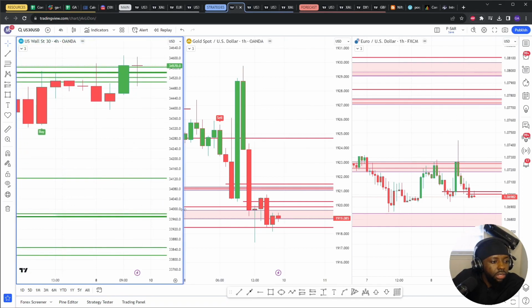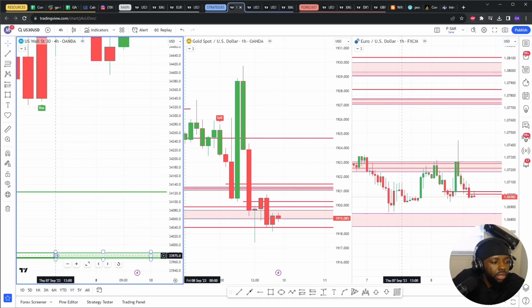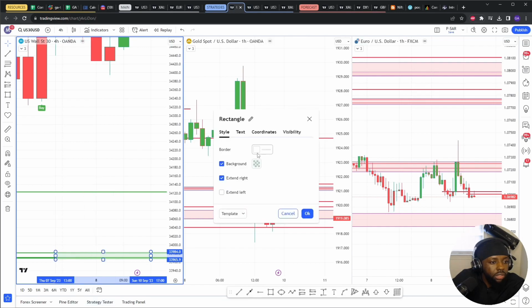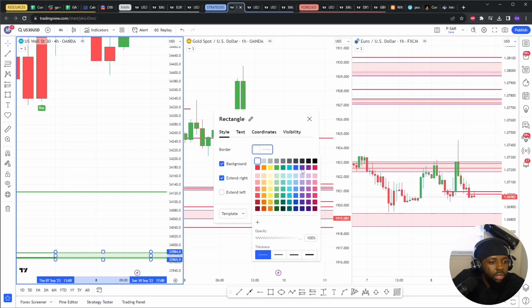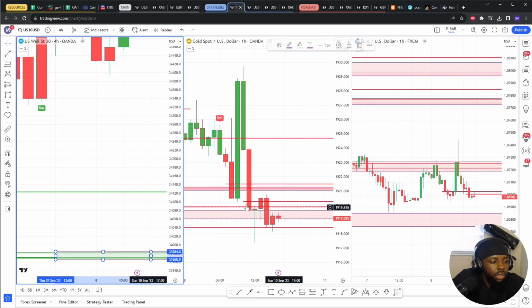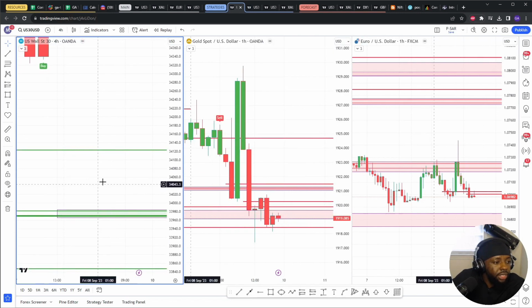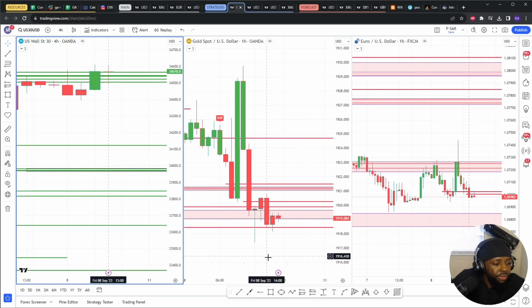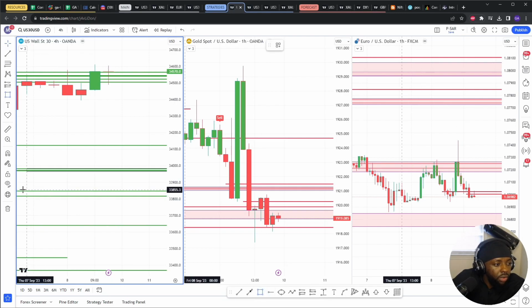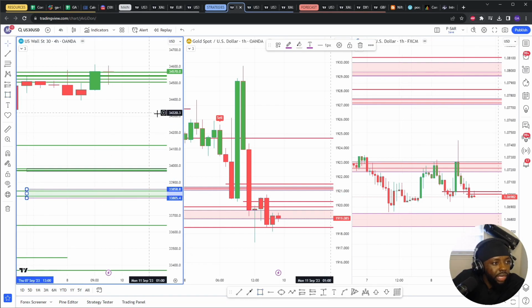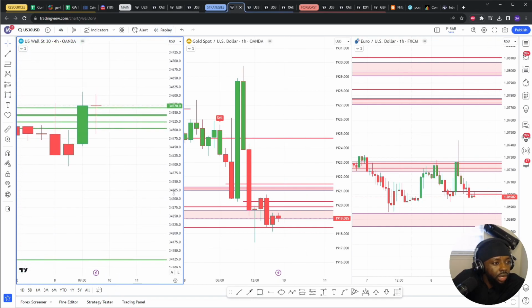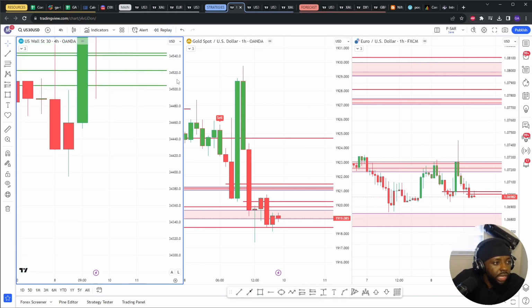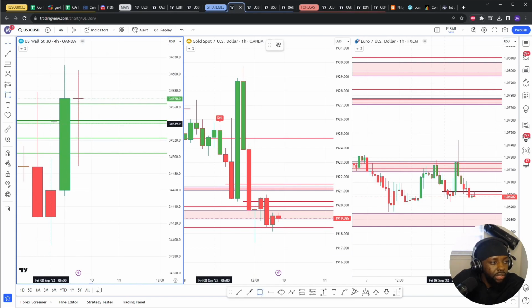Perfect. Right there. So there's that. And then, so that's the 4-hour time frame. So I see another one right here. So I'll box that in. So that's a double SAR. And then I'll go back to where I was. I can see this is a double bullish SAR. I would box this in.